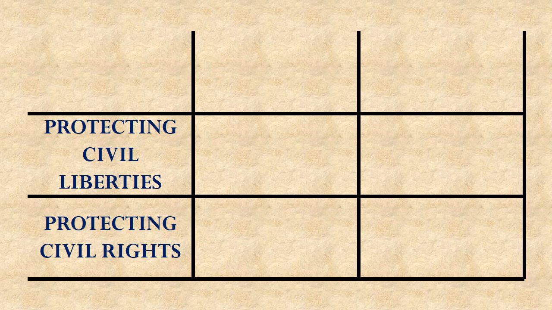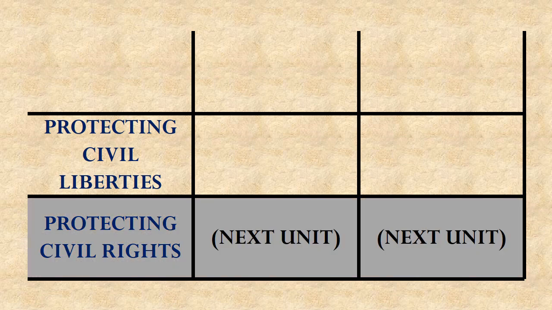We've got a couple of columns and a couple of rows here. Let's let the two rows represent the things that the government might be trying to take away from us. Perhaps they're trying to take our civil liberties away. Perhaps they're trying to take our civil rights away. Now, the civil rights part of this chart is going to have to wait till our next unit. Remember, this unit is about civil liberties, what your freedoms are. The next unit will be about civil rights. In other words, who gets those freedoms.